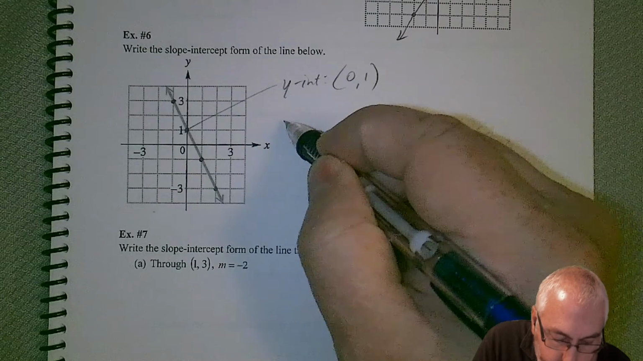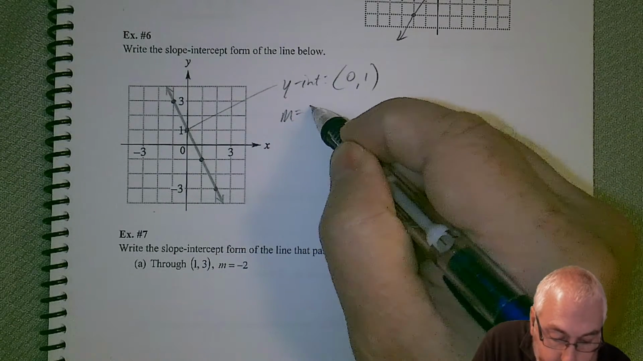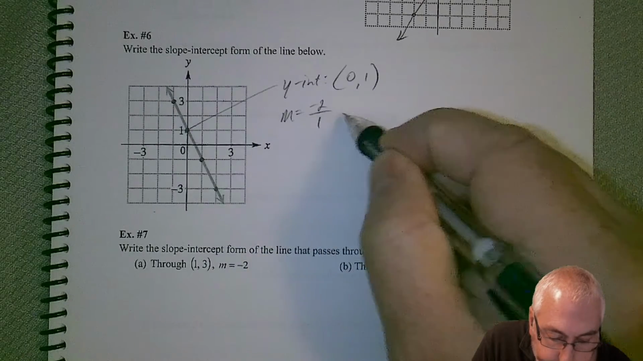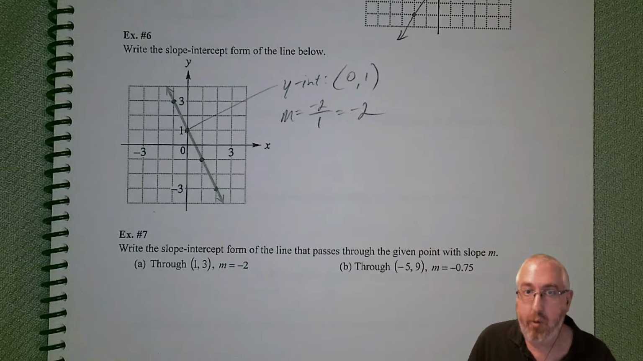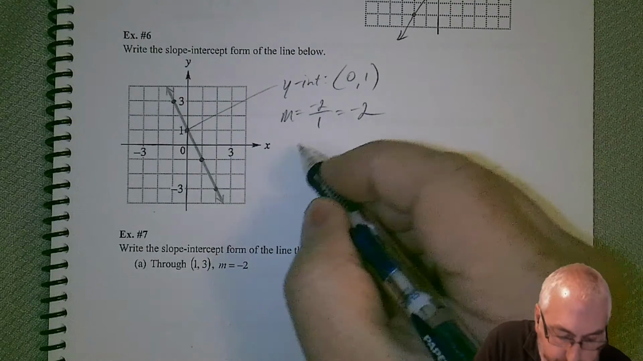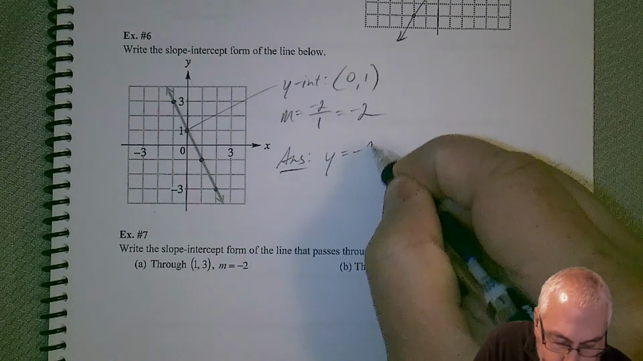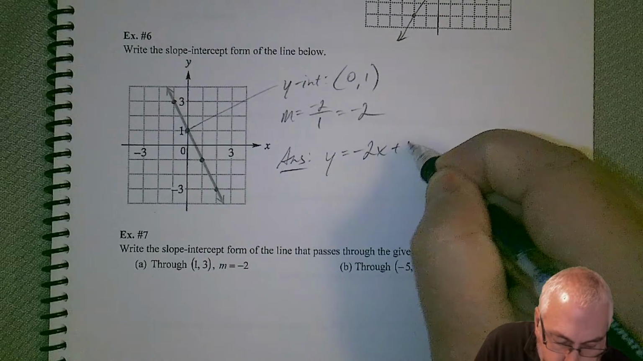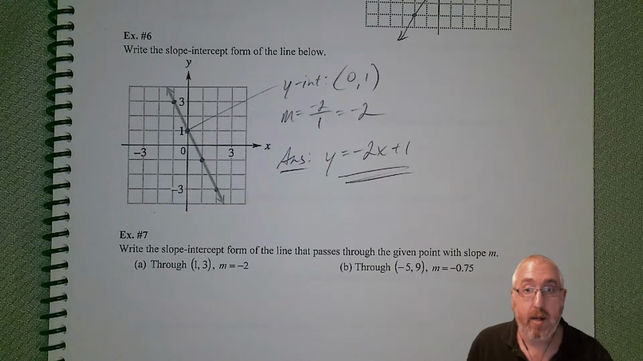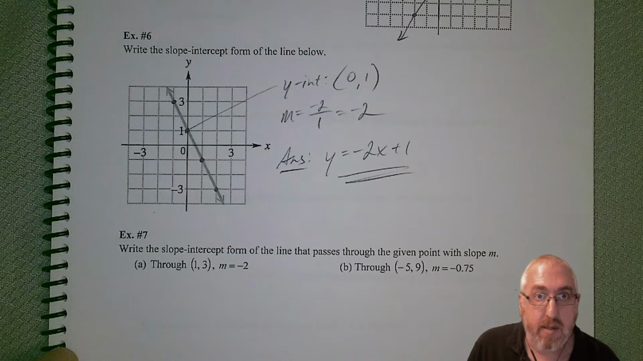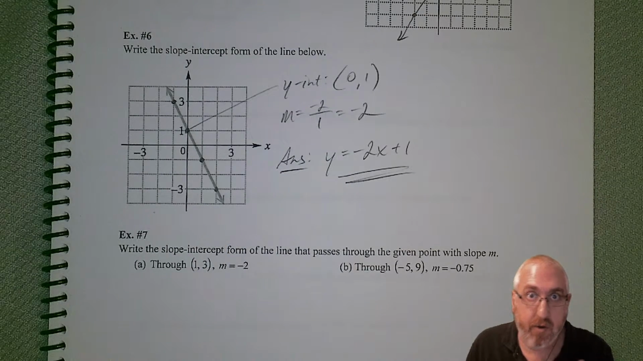So if we went down 2 and over 1, that gives us our slope, so -2. And now we're home free. So y equals -2x plus 1 should be our answer, and that is that. So again, very quick once you pull those critical pieces of information from the graph.